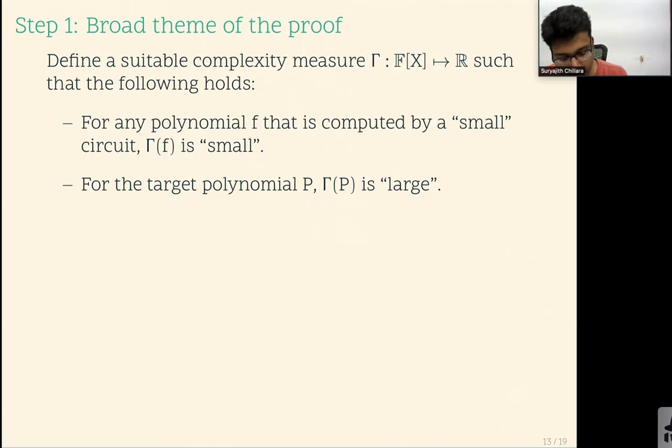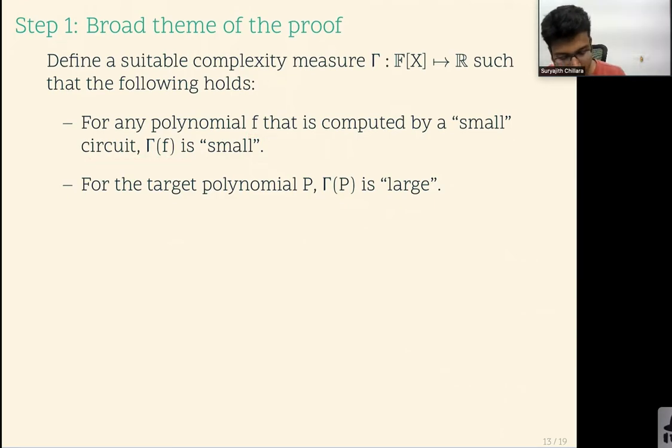And we need the complexity measure to have the following properties. For any polynomial f that is computed by small sigma power sigma pi circuits in this setting, we want the measure to be small. And for the target polynomial p of interest, that is IMM, we want the measure to be large. I repeat: we want to define a complexity measure that distinguishes between the polynomial of interest and all the possible polynomials that are computed by circuits of small size.